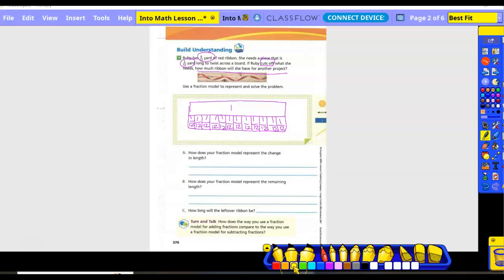How much of that whole did we use, guys? How much ribbon does she have? 9/12. So we're going to color in 9 of those. And lightly shade them so you can still read the 1/12. Okay. Then how much does she cut off? 2 of those 12. So if I were to write my problem, I would have 9/12 equals, or not equals, sorry, minus 2/12 equals what?